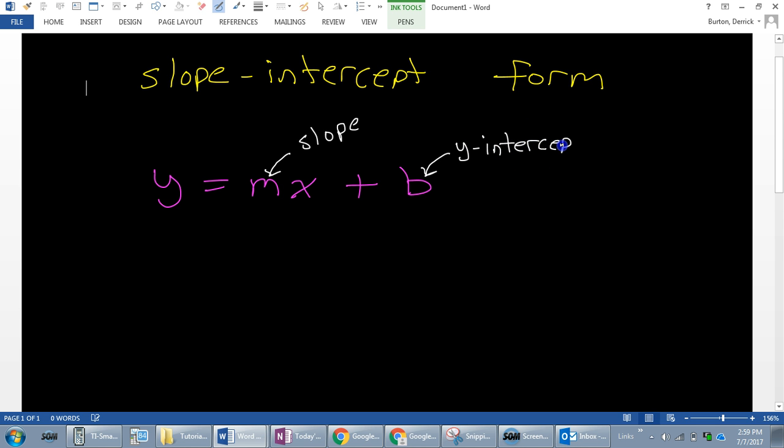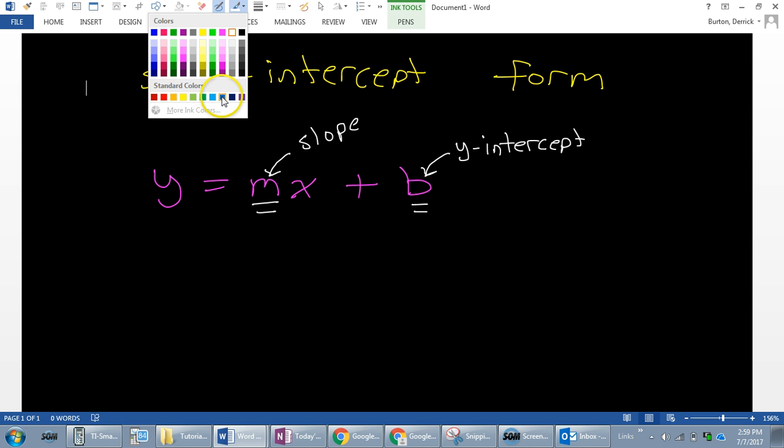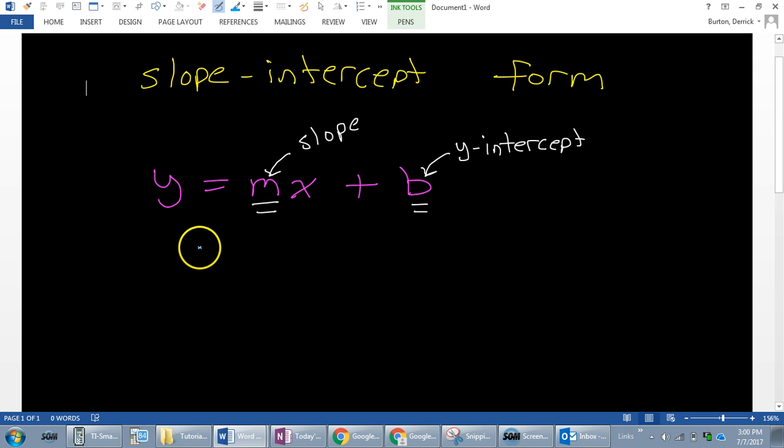That's why they call this slope-intercept form, because you will have the slope and you will have the y-intercept right there. Can I screenshot what you just did? Yeah, feel free. Okay.